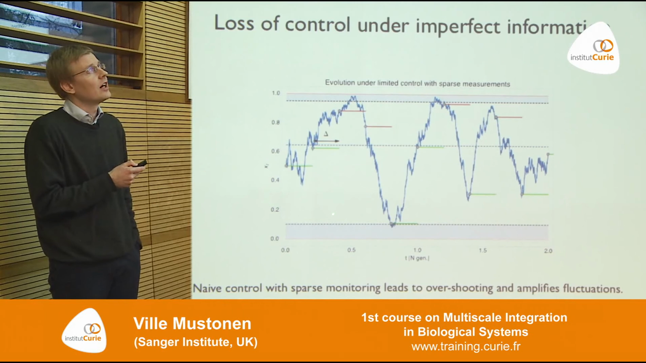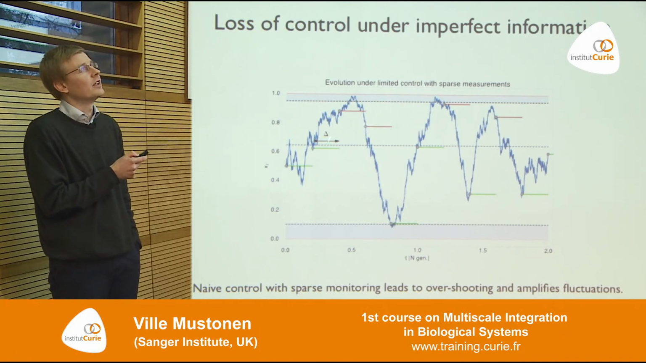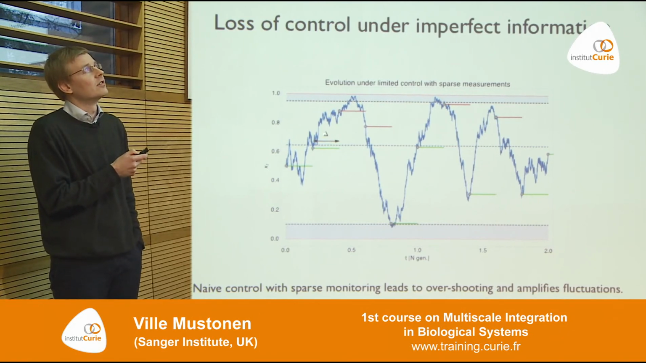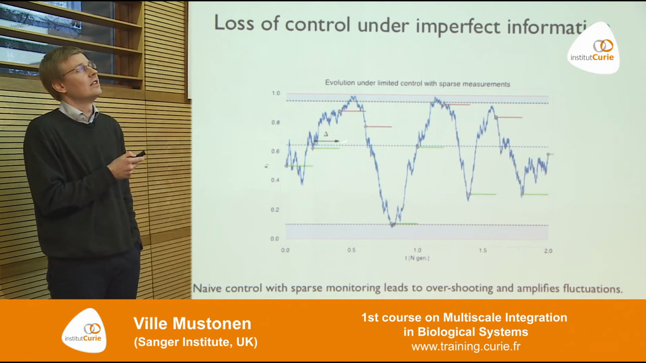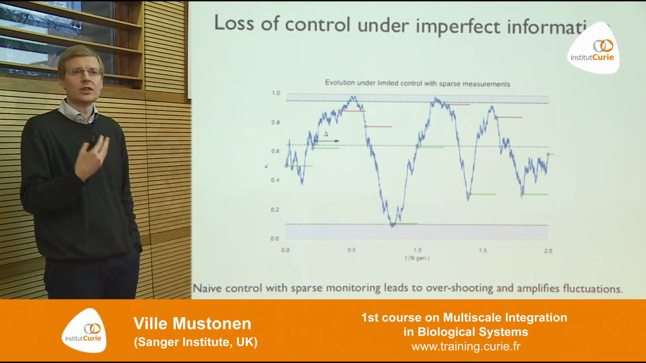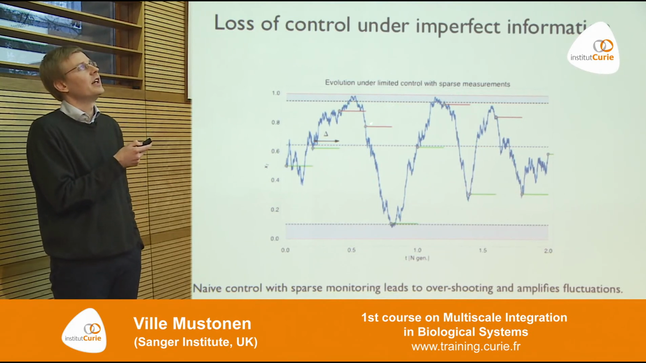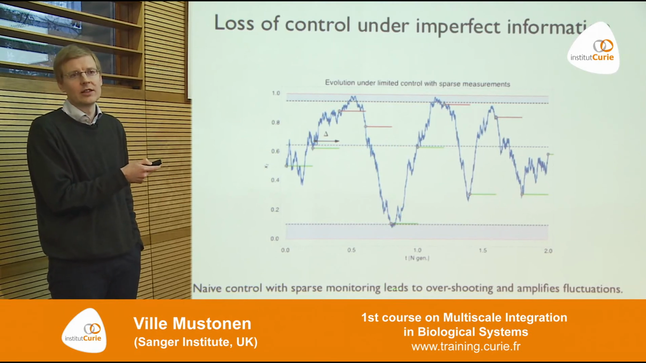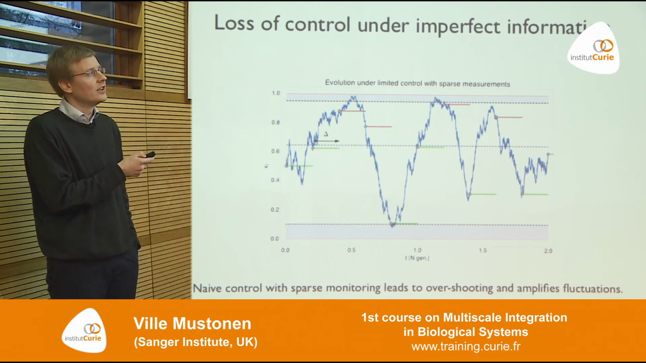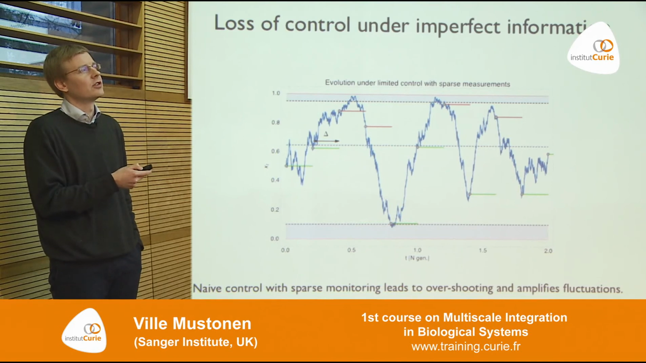So if we now try to control the same population, but if our measurements are arriving at some intervals delta, and we don't take that into account, we start amplifying fluctuations and we start overshooting. Because here, for instance, we start from here and we say we need to apply selection, but we apply it the whole time until the next measurement comes, but we are almost killed to the other boundary here. So this kind of naive control with sparse monitoring leads to overshooting and amplifies fluctuations.